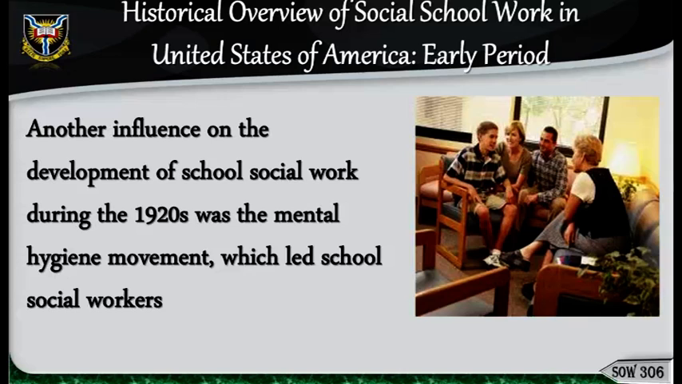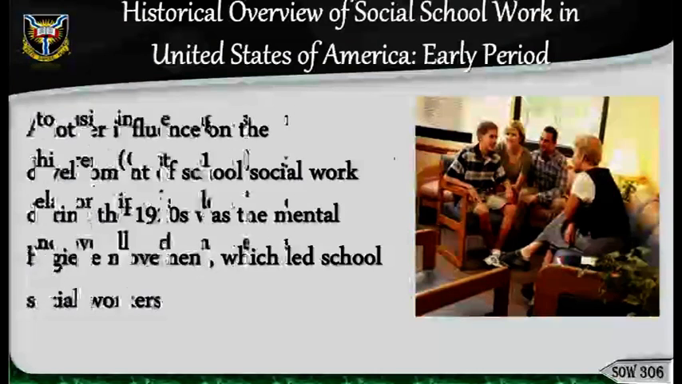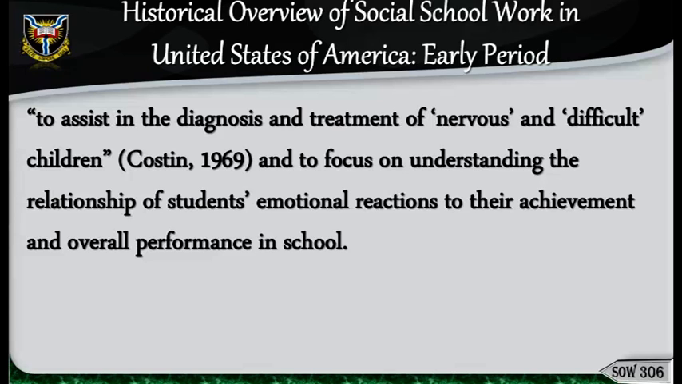Another influence on the development of school social work during the 1920s was the mental hygiene movement, which led school social workers to assist in the diagnosis and treatment of nervous and difficult children, Costin, 1969, and to focus on understanding the relationship of students' emotional reactions to their achievements and overall performance in school. During the 1930s, services emphasized the physical needs of students in response to the Great Depression and the accompanying adverse social conditions.